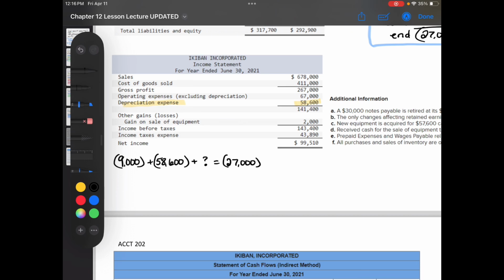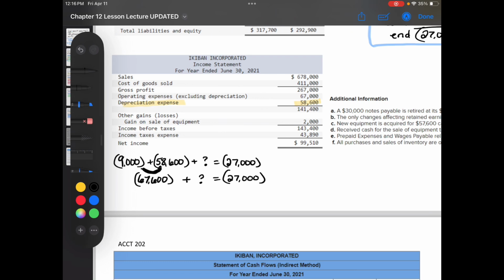So I just have to solve for this. So you know in algebra, we got to combine these two right here. These are what we call like terms. So that equals negative 67,600. So I combine those two, and that's that. I still have my unknown here, my question mark. So now my equation looks like this. Now I'm solving for that.